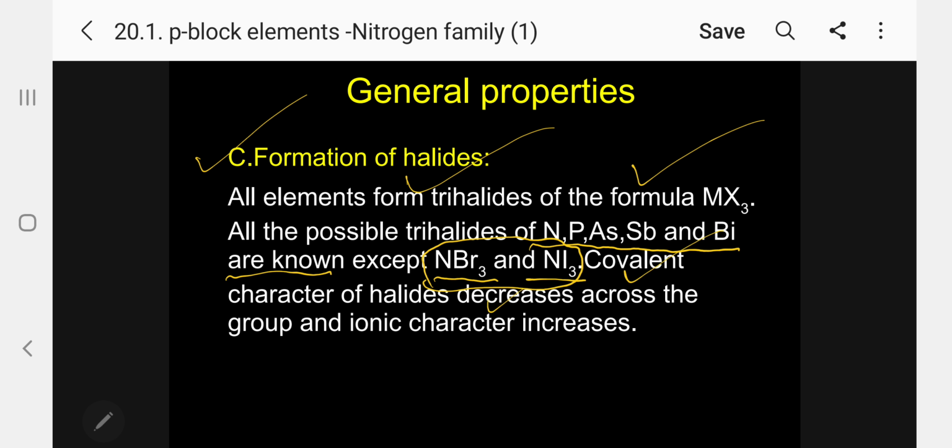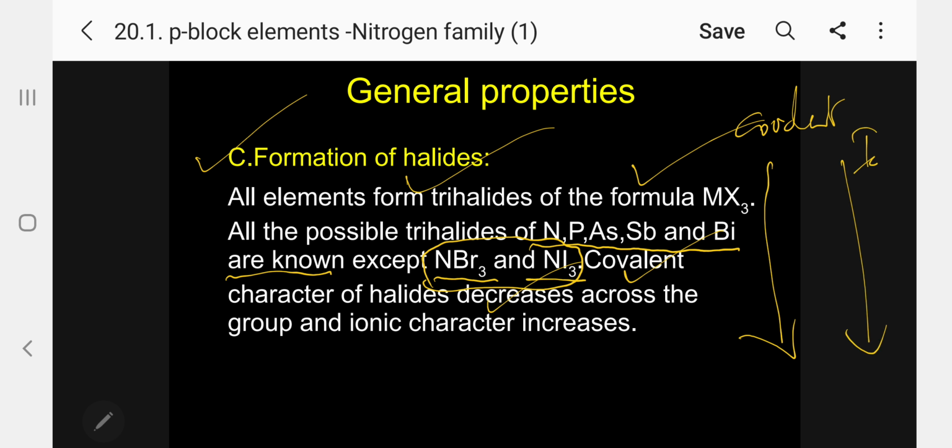The covalent character of halides decreases across the group, as we know already, and the ionic character of halides increases across the group. Please follow.